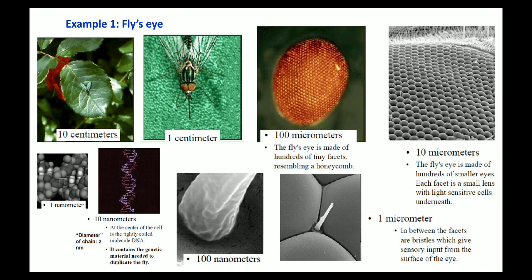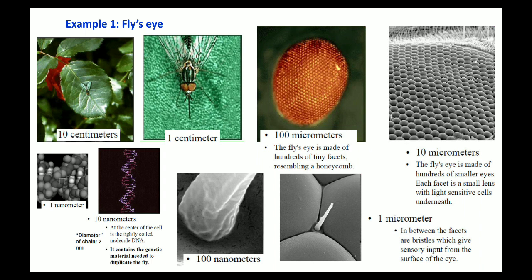So as you can see, as we are going closer and closer to the fly's eye, at 100 micrometer you can see the fly's eye is made up of hundreds of tiny facets. It is not a single facet, there are hundreds of tiny facets resembling a honeycomb. So the structure looks like a honeycomb, and there are hundreds of tiny facets present in the eye of the fly.